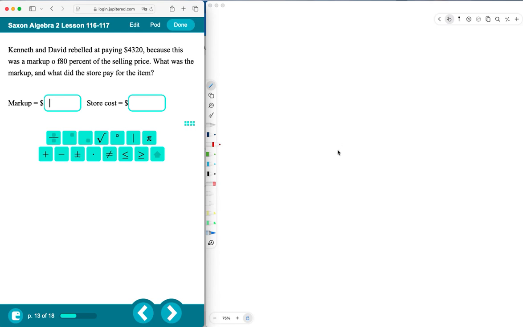Kevin rebelled at paying $4,320 because this was a markup of 80% of the selling price. So we have selling price is equal to the purchase price plus the markup. The markup was 80% of the selling price, so the markup here is equal to 0.8 times S, which is the selling price. What was the markup and what did the store pay for the item? So we can substitute in this for the M. S is equal to P plus 0.8 times S.